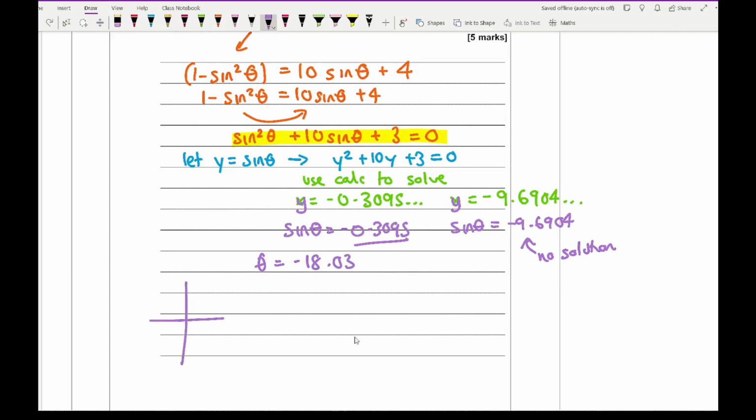Then if I use my sine graph, it's going to be there. So the two angles I'm looking for are these two here, and either using CAST or using the graph we get an answer of 198 degrees and 342 degrees. So there are our two answers.